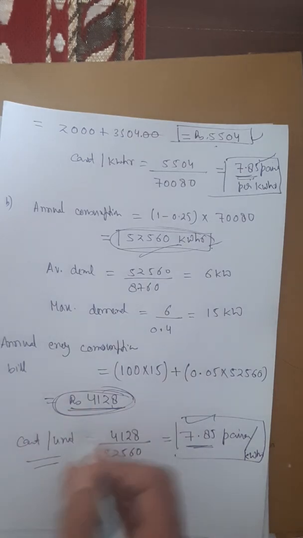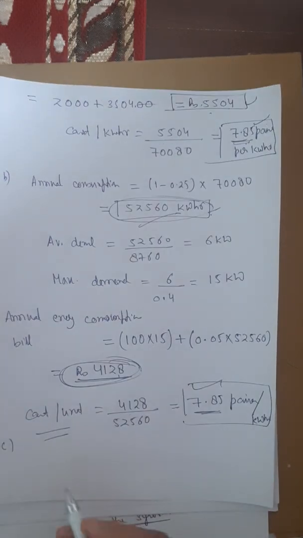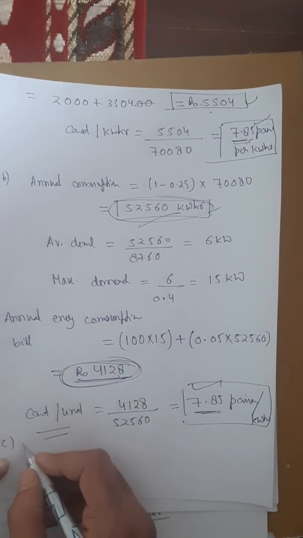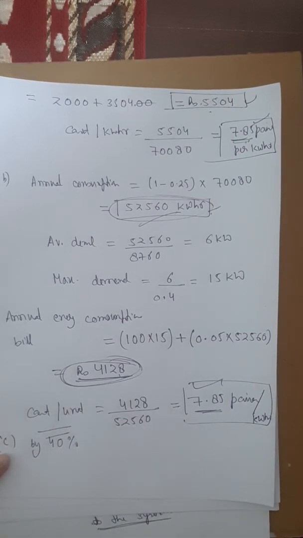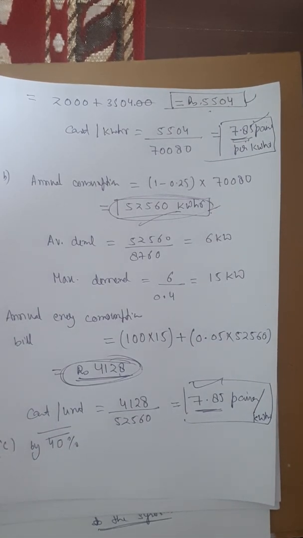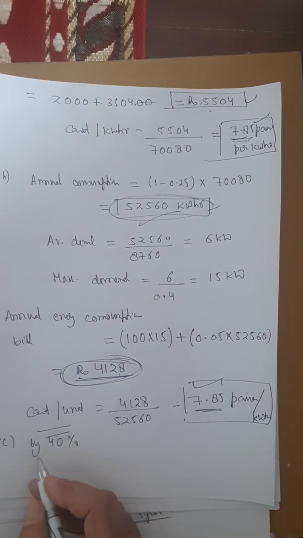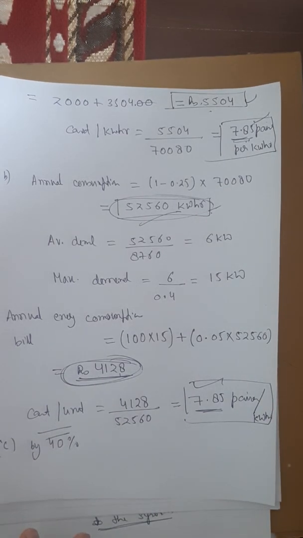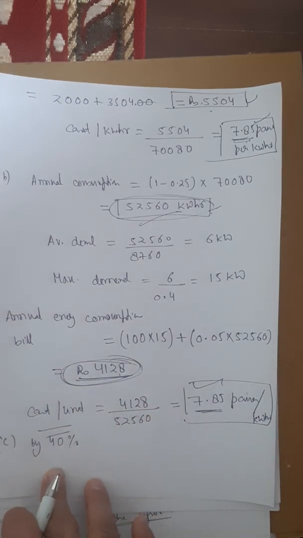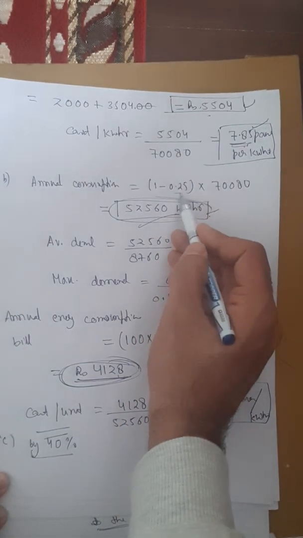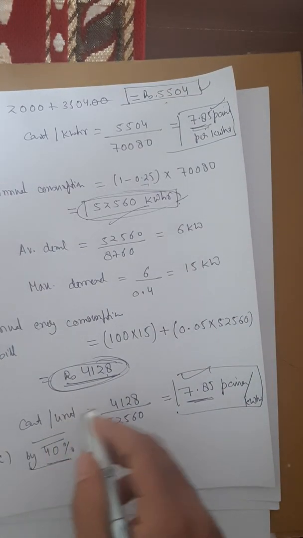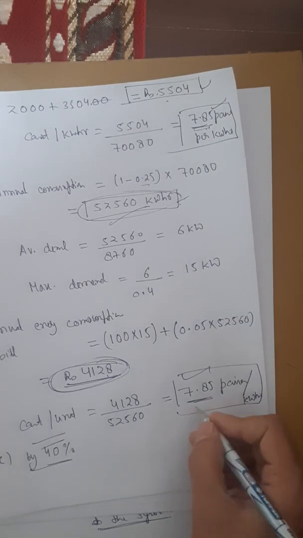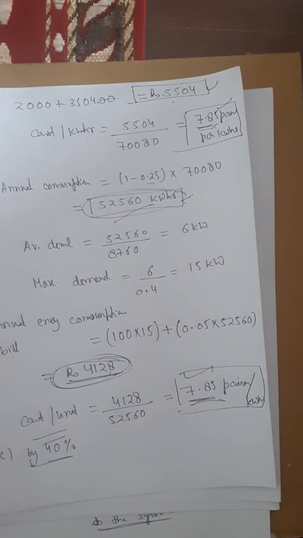In the third case, keep the same load factor, 40%, but reduce the number of units consumed by 40%. Here you are reducing by 25%; in the third case you will reduce by 40%, and you will see again the cost per kilowatt hour will come the same, 7.85 paisa per kilowatt hour. So this is your homework.